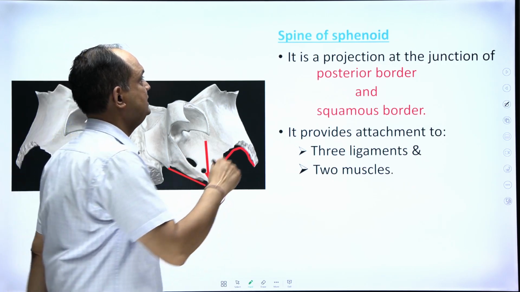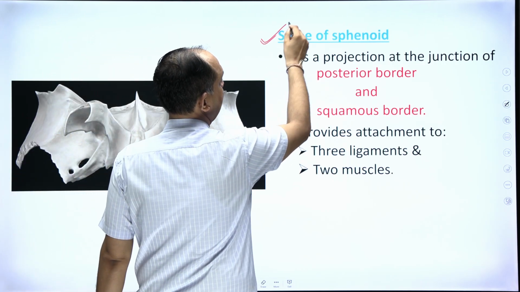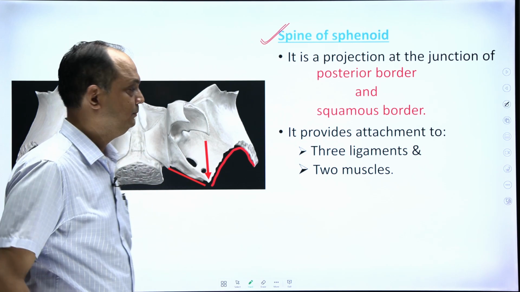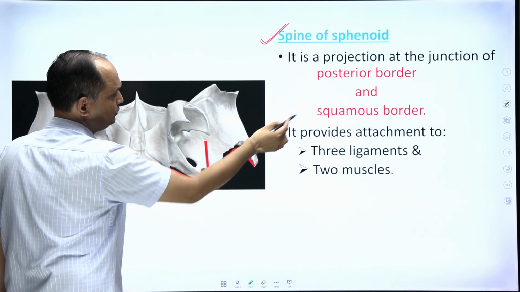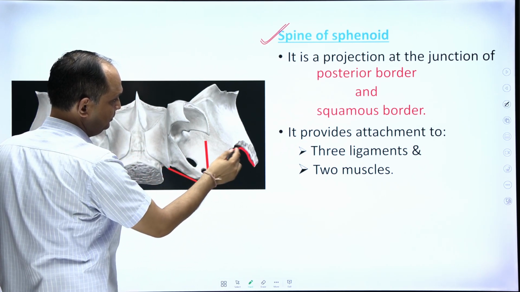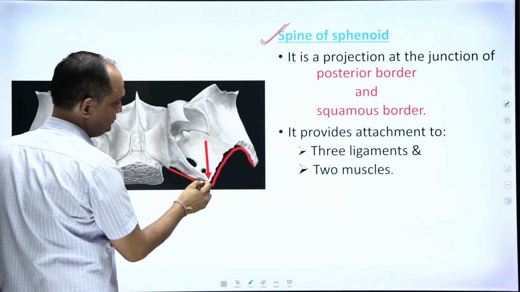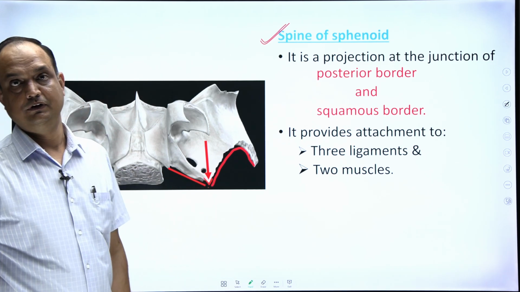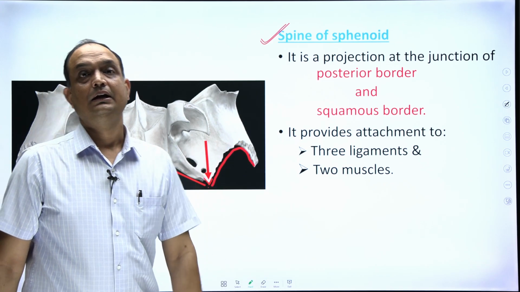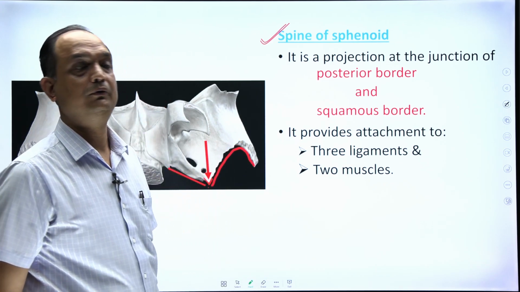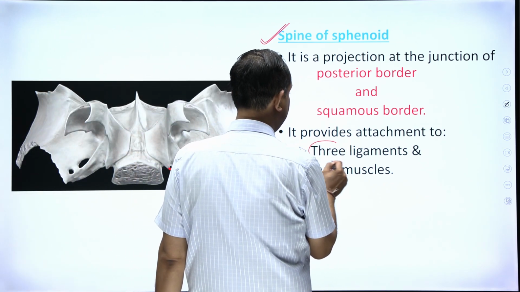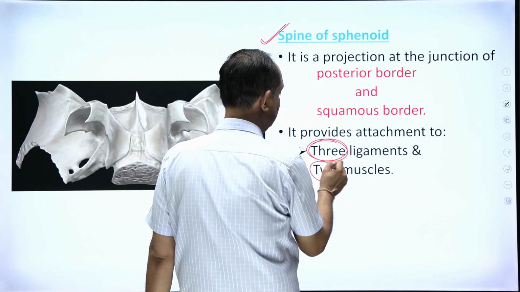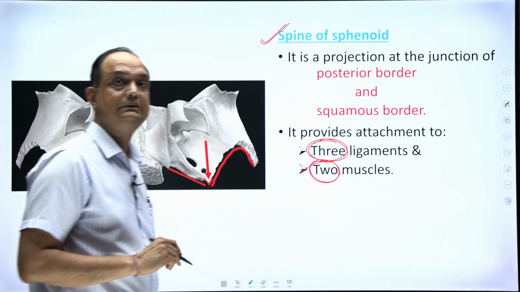The next point is the spine of sphenoid. It is a projection at the junction of the posterior border and squamosal border. If you see these two borders, at the junction of these two borders, you will find a projection known as spine of sphenoid. This spine is important because it provides attachment to three important ligaments and two muscles. Three ligaments and two muscles.